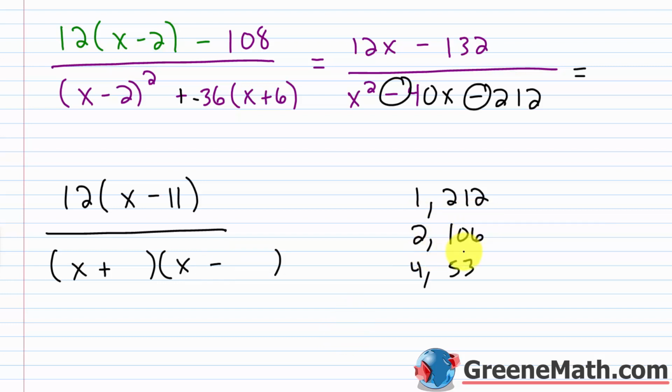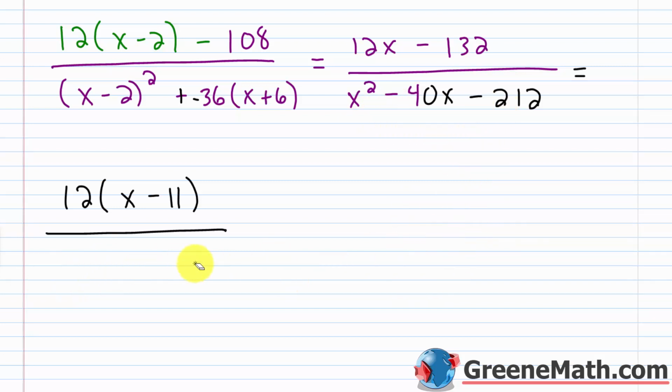2 and 106, no way you can make that work. And then 4 and 53, also no way to make that work. So this guy right here is a prime polynomial, so it can't be factored using rational numbers. So let's go ahead and erase that, and we'll just write this over x squared minus 40x minus 212. So this is as simple as we can make this. We'll just leave the numerator in factored form, because that's typically what we would do.